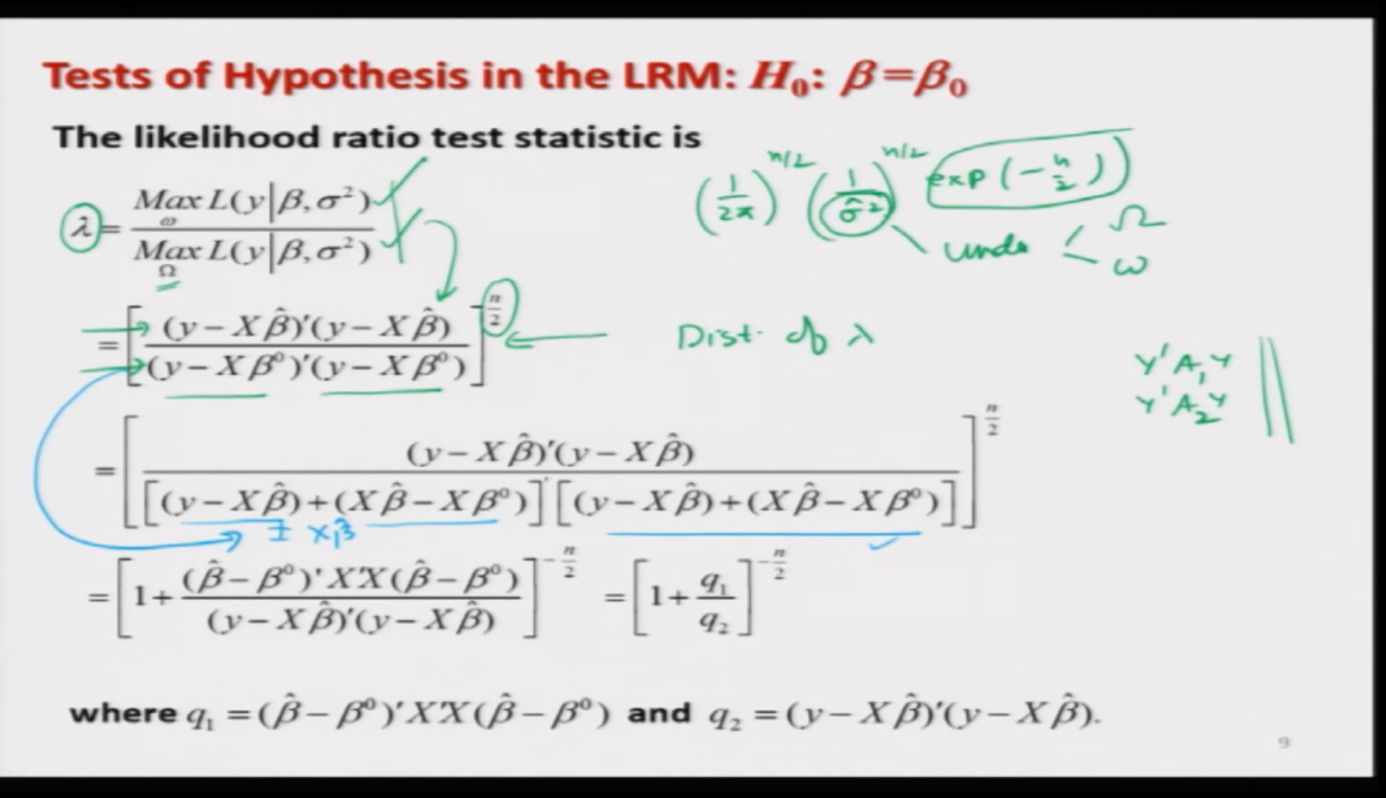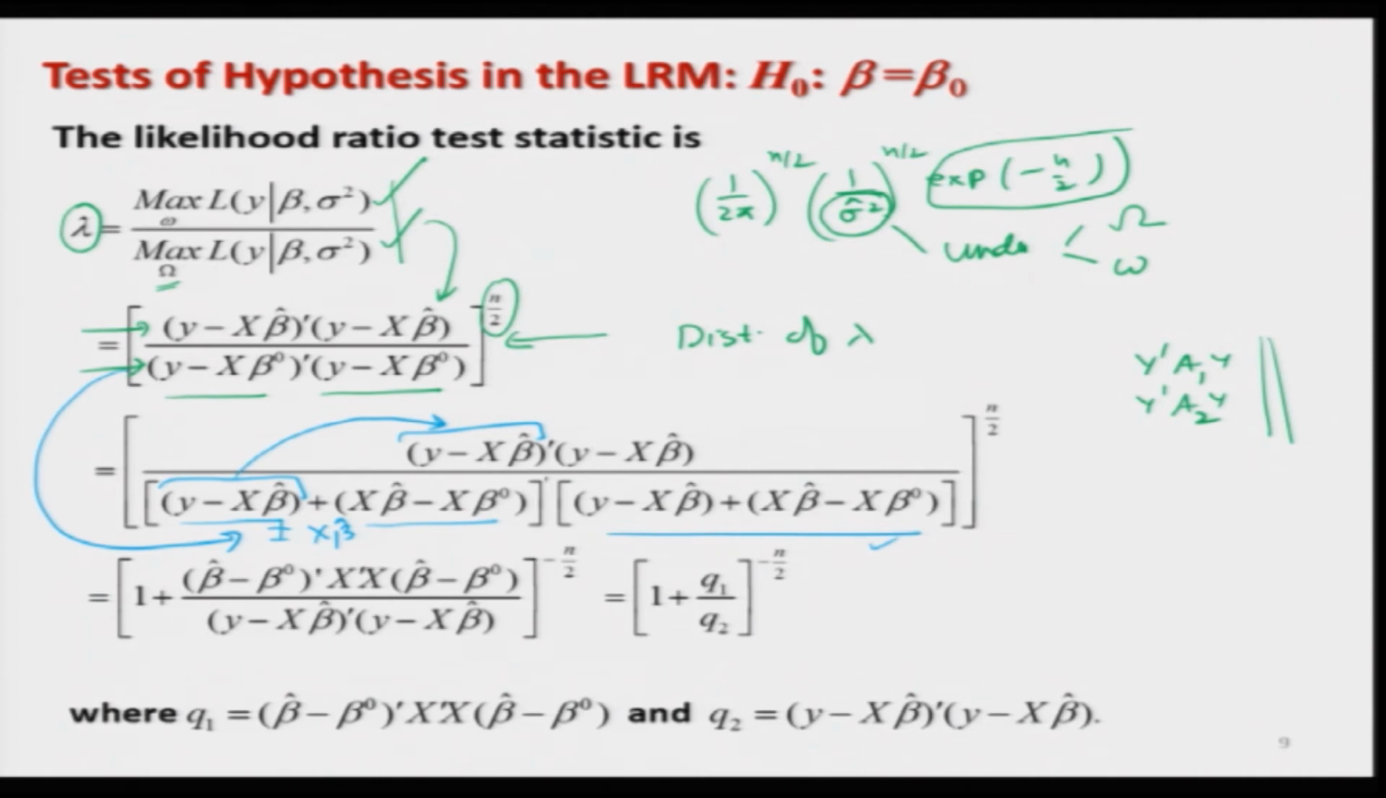Now, if you try to see what I am trying to do here, why I am trying to add and subtract x beta hat, because I am trying to match y minus x beta hat in the denominator with the y minus x beta hat in the numerator. And the reason for this will be clear to you as soon as we move further in the slides, right.